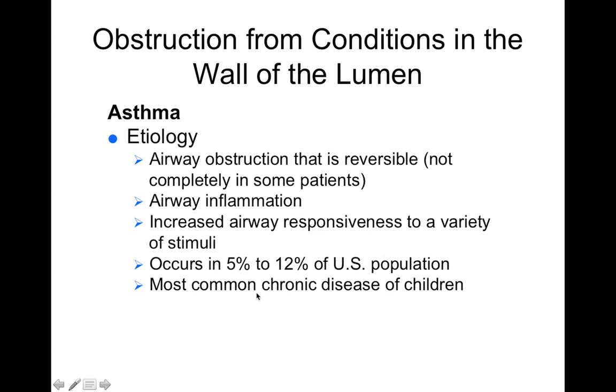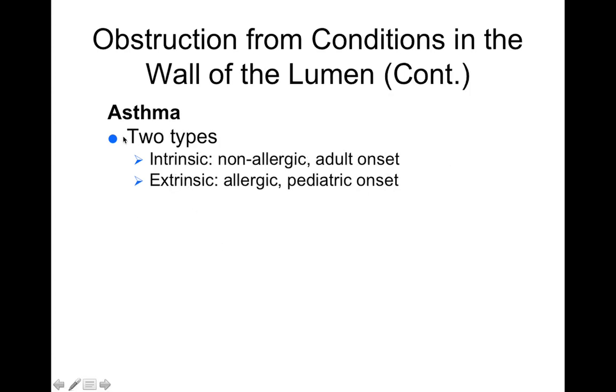And it's one of the most common chronic diseases of children. You know, we typically think about asthma as being a childhood disease, but there are adult types of asthma as well that we'll talk about. So there are two main types of asthma. We've got intrinsic versus extrinsic asthma. Intrinsic asthma is non-allergic asthma, and it has more of an adult onset. Extrinsic asthma is allergic, and it has a pediatric onset.